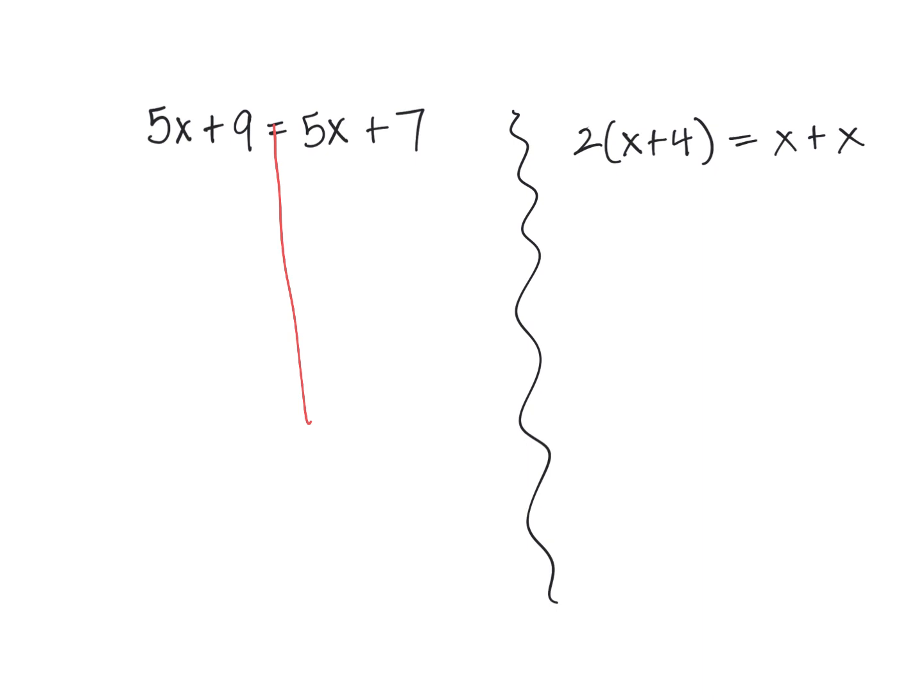So if you thought of it like a scale, you might think, hey, if the 5 x's were on both sides, they'd be balanced. But then this one has 9, this one has 7. It probably won't be balanced, but let's just see what happens if I solve it.